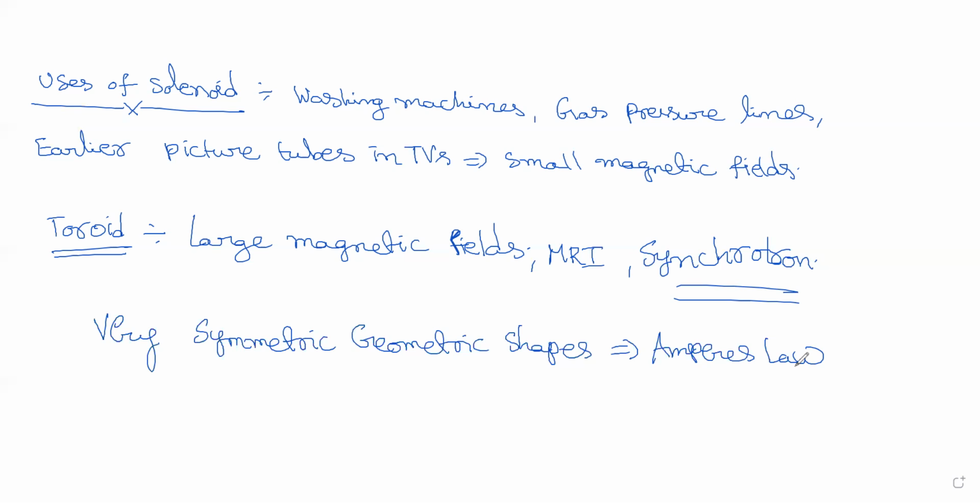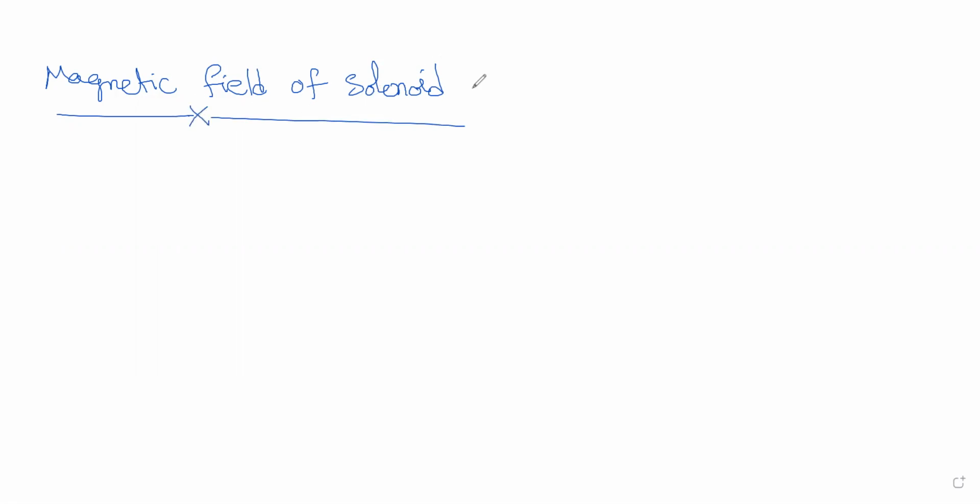So we derive the magnetic field of the solenoid. How the magnetic field of the solenoid varies, that's how we have to derive an expression for the magnetic field of the solenoid.